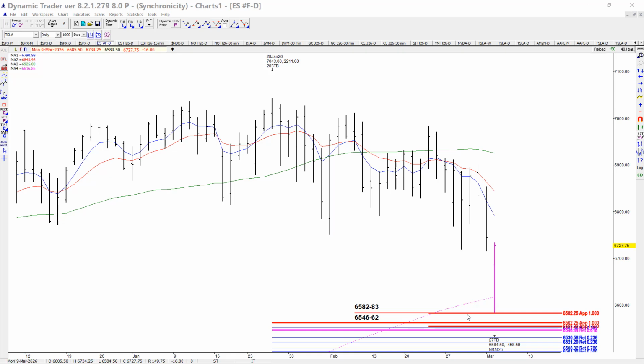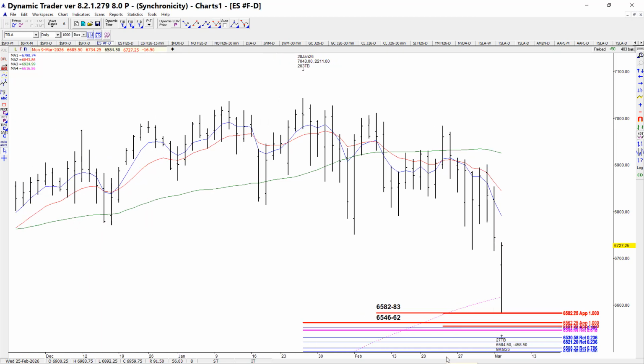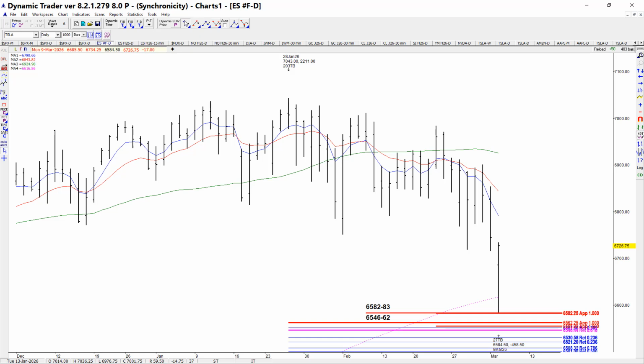Levels that I have right now are 65.82 to 83. Those are a couple pieces of symmetry that I have here on ES as support. And then the next level I'm looking at is 65.46 to 62 if we are not able to hold that 65.82 to 83 area.